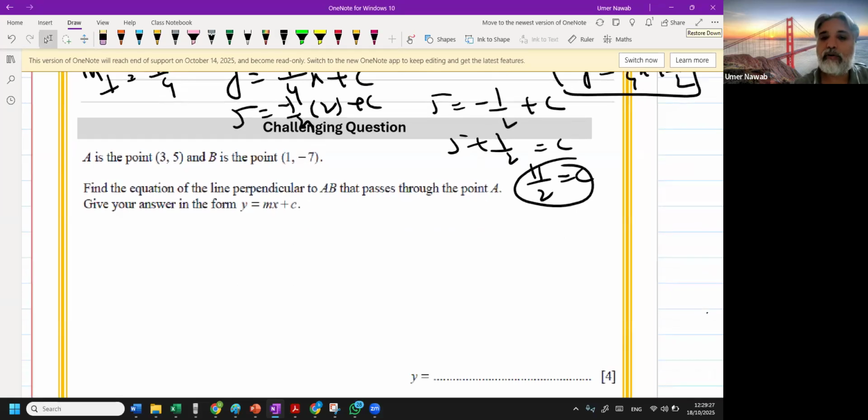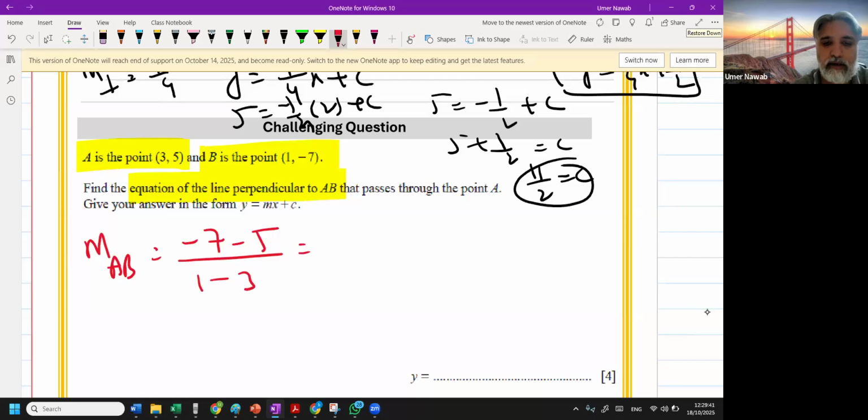Challenging question, I gave it to you guys. This is a past paper question. Coordinates of A are given, coordinates of B are given, and I want to find the equation of a perpendicular to AB. Well, what is the gradient of AB? Come on. The gradient of AB is -7 minus 5 over 1 minus 3. So -12 over -2. So the answer is 6. What is the gradient of a perpendicular? The negative flip of 6 is -1/6.